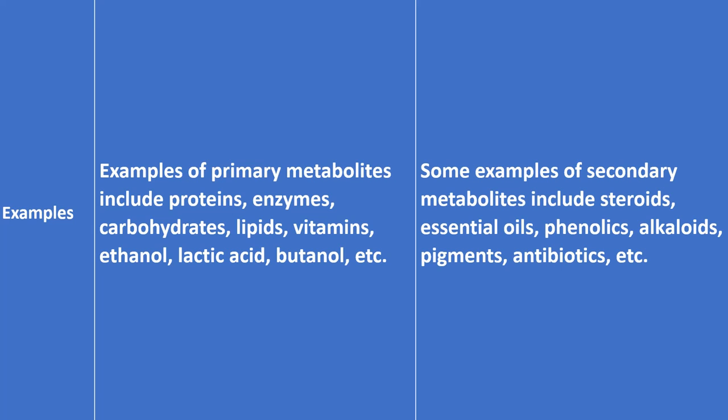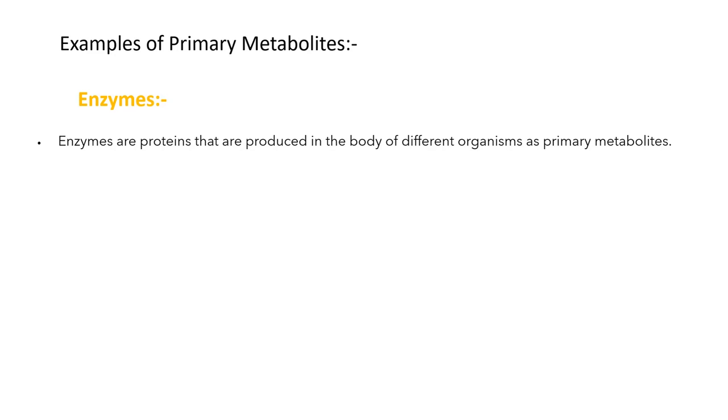Examples of primary metabolites include proteins, enzymes, carbohydrates, lipids. See, lipids are there, which can give the structural feature for that organism. Then vitamins, ethanol, lactic acid, butanol, etc. So these are the examples of primary metabolites. And in case of secondary metabolites, there are some important examples: steroids, essential oils, phenolics, alkaloids, pigments, antibiotics, etc. Now let's see a few examples of primary and secondary metabolites.